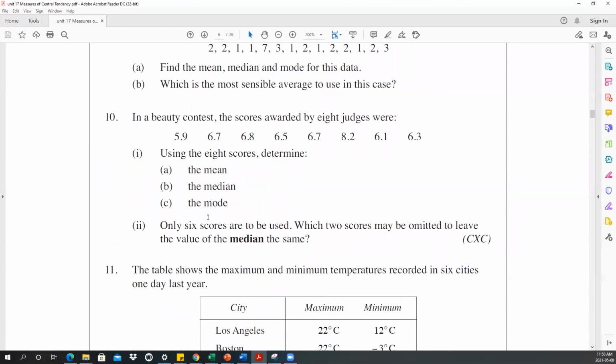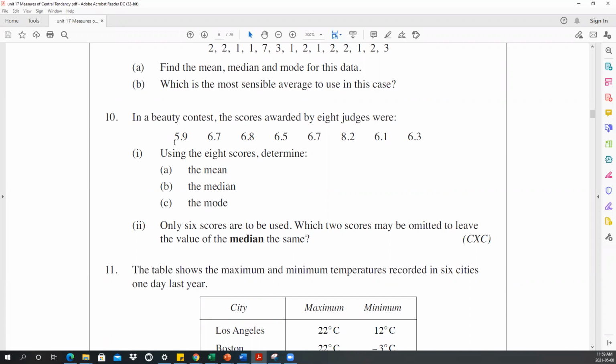They have a questionnaire in a beauty contest. The scores are awarded by 8 judges. Using the 8 scores, determine the mean, median, and mode. And then only 6 scores are to be used. Which 2 scores may be omitted to leave the value of the median the same? Now, this is an interesting question. So remember, put the numbers in numerical order.